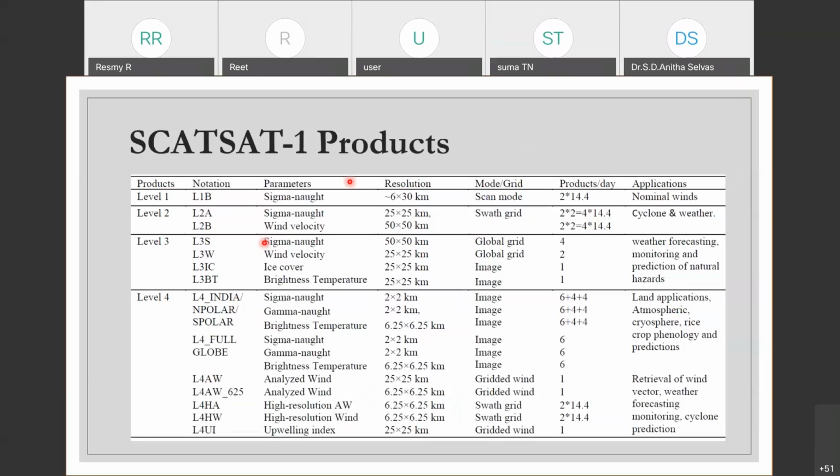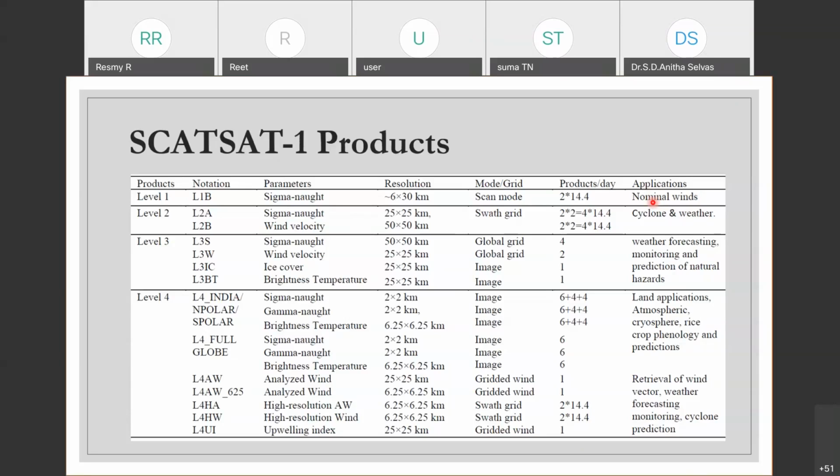So these are different levels of data. Level 1 is L1B data, where you get sigma naught and the resolution is 6 by 30 kilometer. The level 4 product has an application in nominal wind calculation. So for wind speed and direction, you can use this data. Level 2 data you can use for cyclone and weather forecasting. Level 3 data is used for weather forecasting, monitoring, and prediction of natural hazards.